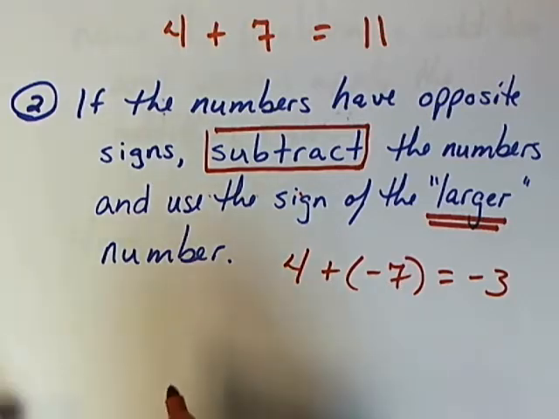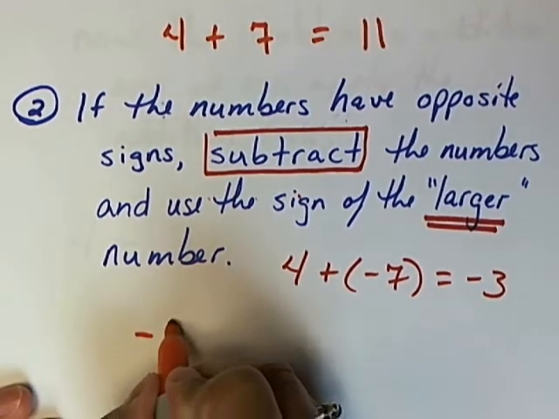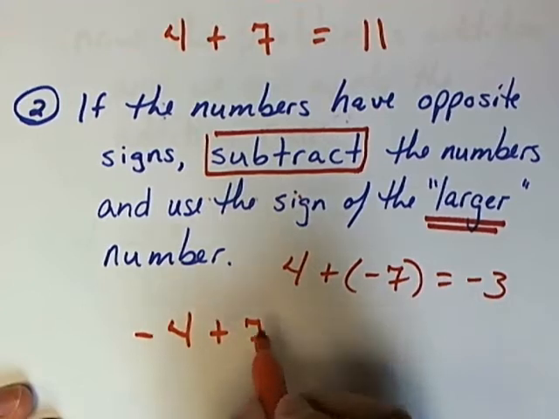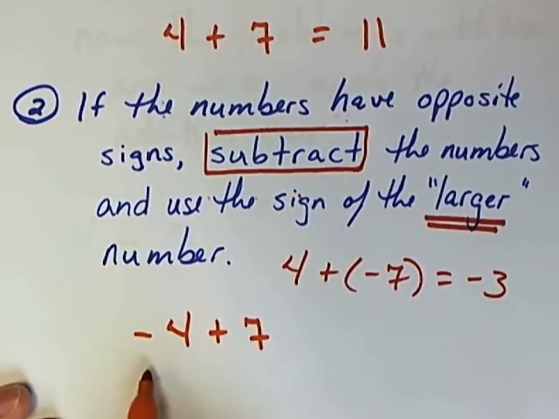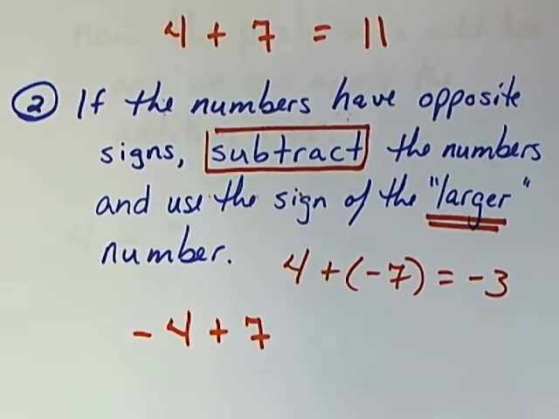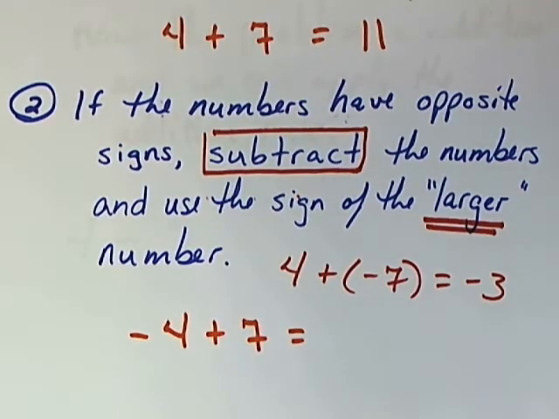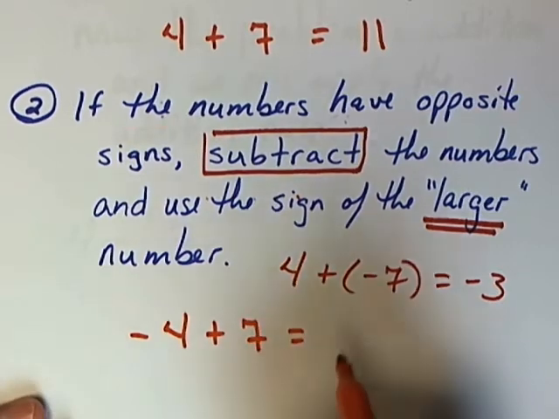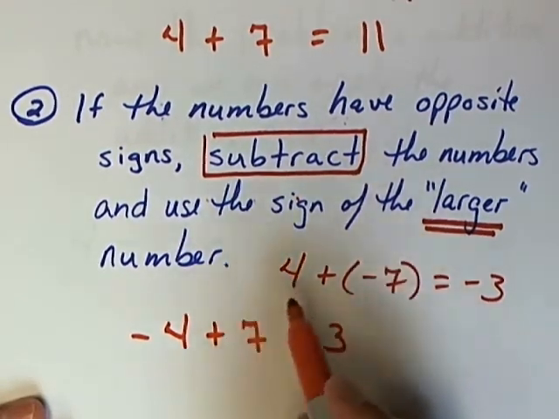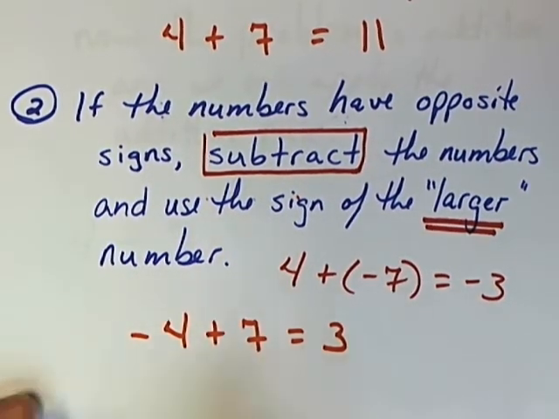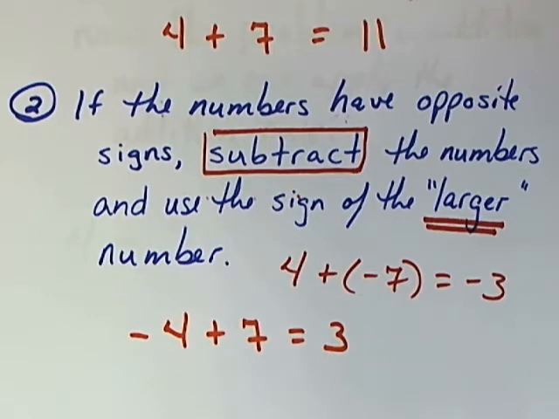If I had instead negative 4 plus 7, the 4 is negative, the 7 is positive, so once again we have one of each sign, so we subtract them. When I see the numbers 4 and 7, I'm still going to take 7 minus 4 and get 3. Now I started with the 7, and this time the 7 is positive, so my result is positive. Let's practice a few more of those.